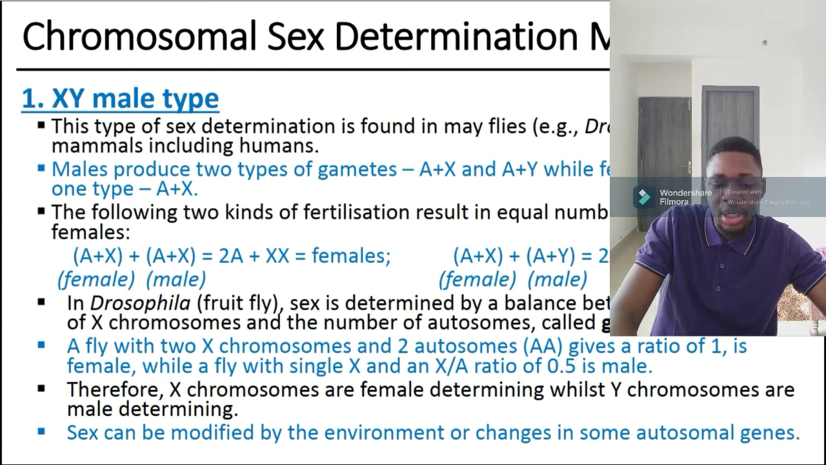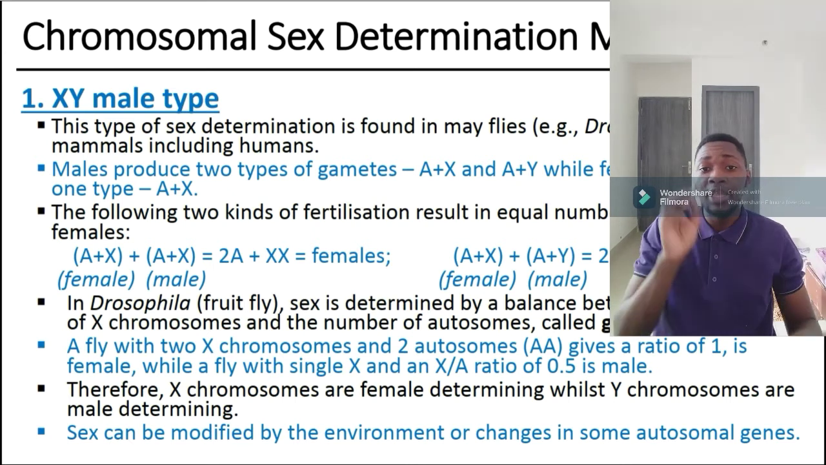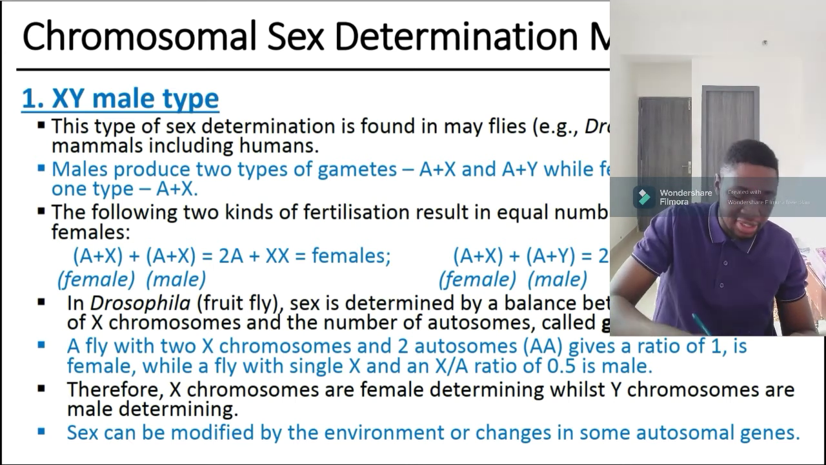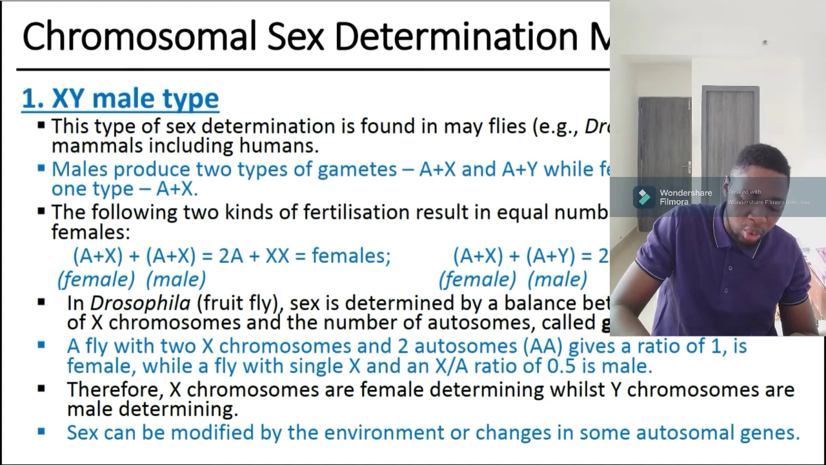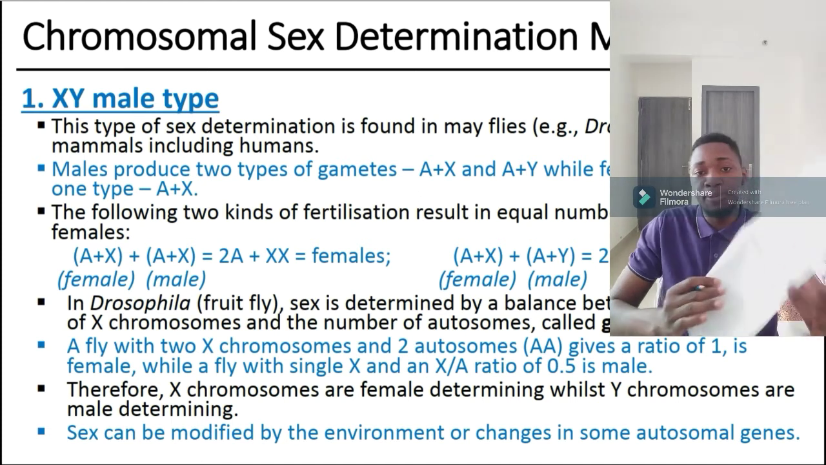A fly with 2 X chromosomes and 2 autosomes gives a ratio of 1:1 and is female, while a fly with one X has an X:A ratio of 0.5 and is male. Therefore, X chromosomes are female determining, while the autosomes are male determining. I said this before: the X chromosomes simply represent the females. So take note, X is for females.